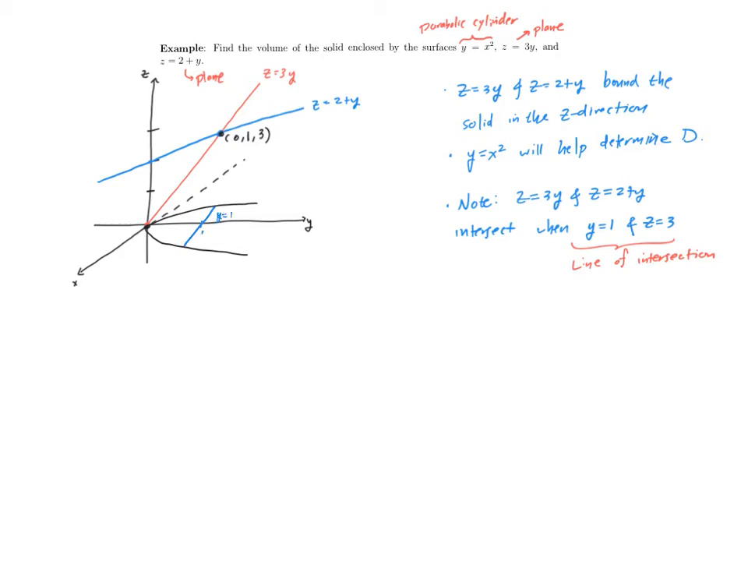So how I'm envisioning this is we have this region D in the xy plane, and the solid is bounded between the two planes. z equals 3y is the lower one, z equals 2 plus y is the higher one, sitting above that region D. And I realize this is a difficult thing to see, so before going any further, let me throw a GeoGebra video in here as well.